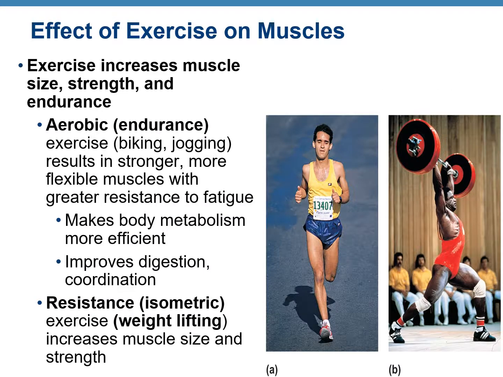I think we all know the effects of exercise on muscles. Exercise increases the muscle mass as well as endurance. There are two types of exercise: aerobic, which builds endurance, and resistance, that increases muscle mass. Some examples of aerobic exercises are biking, jogging, etc. While isometric or resistance exercise is weightlifting, that increases your muscle size and strength.